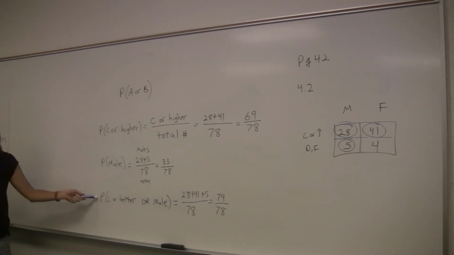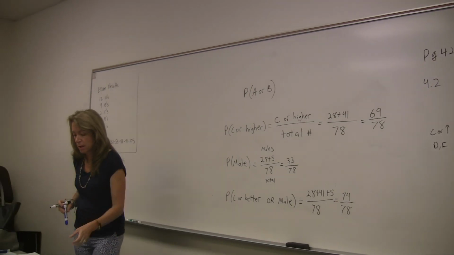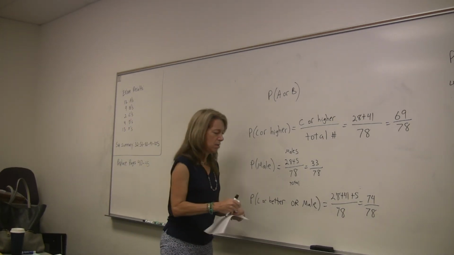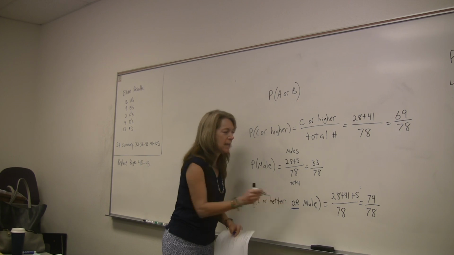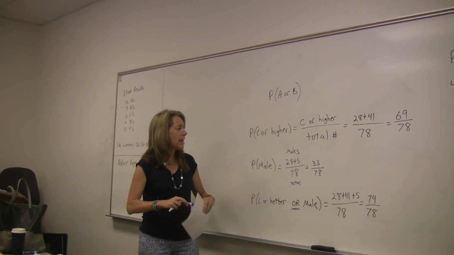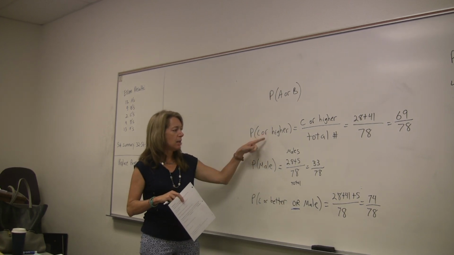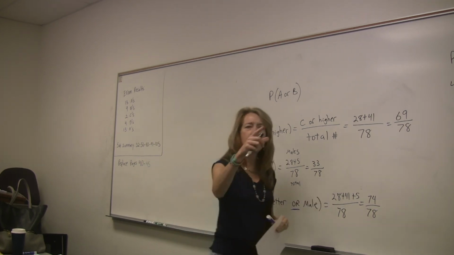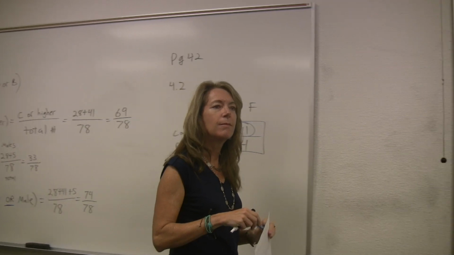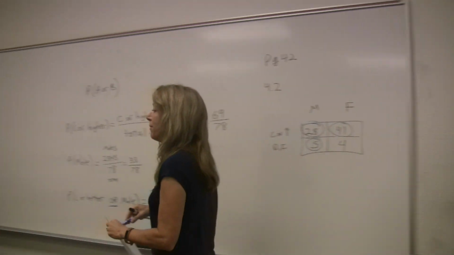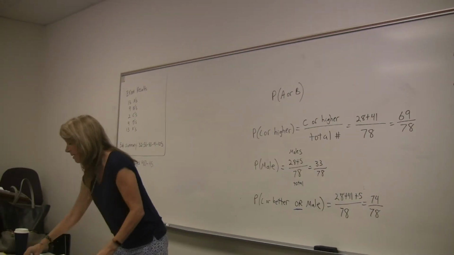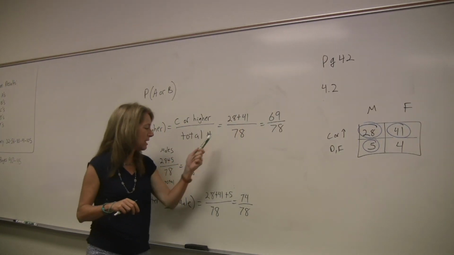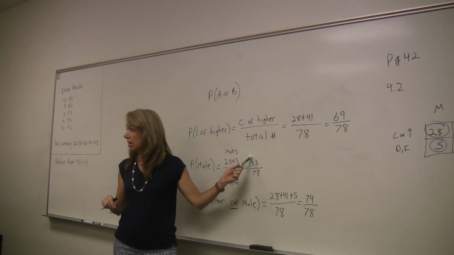Okay with that number, where the 74 came from? So let me ask you a question. I just said, when there's ORs, we're doing adding. Why can't I just add these two probabilities, C or higher plus male? Because you're adding the males in double, because you've already accounted for them in the first probability. So my question was, why can't I just take these 69 plus these 33?